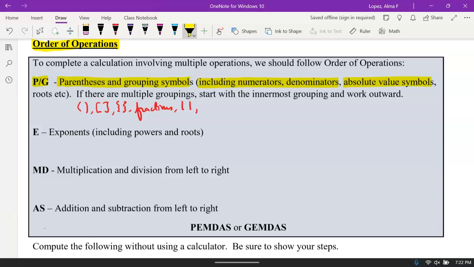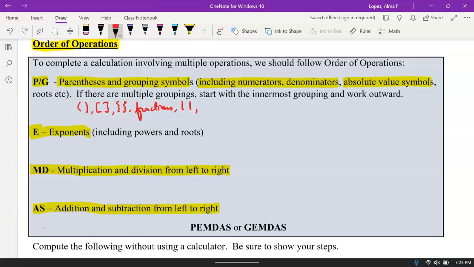So when you're doing a math problem, all of those first things that I wrote down are taken care of. The second thing that you address are exponents. The third thing you would address would be any multiplication as it exists from left to right. And then finally, addition and subtraction as it exists from left to right.